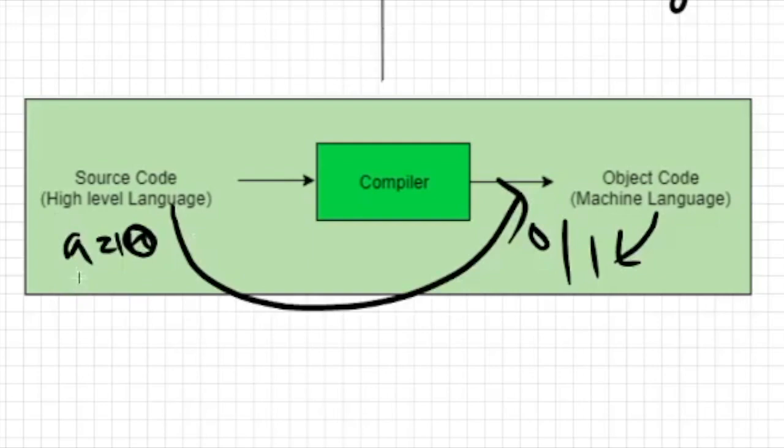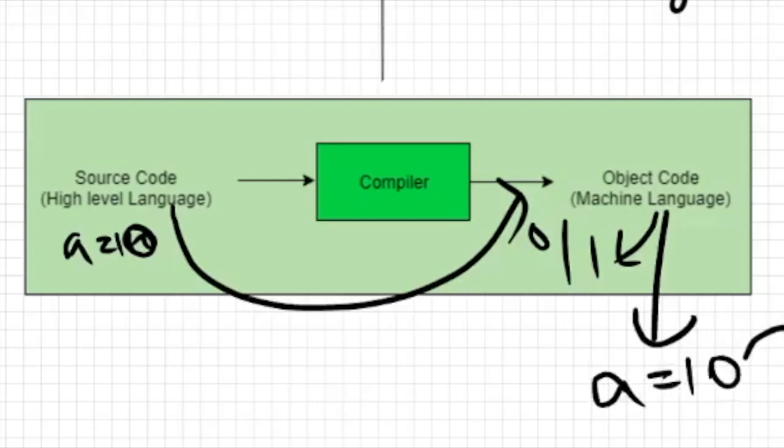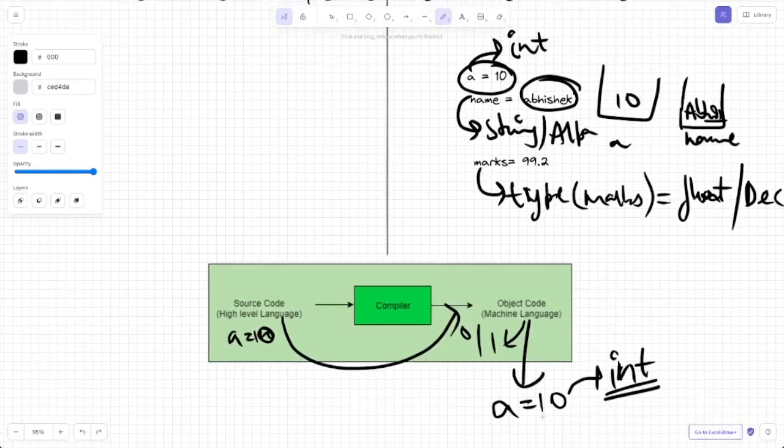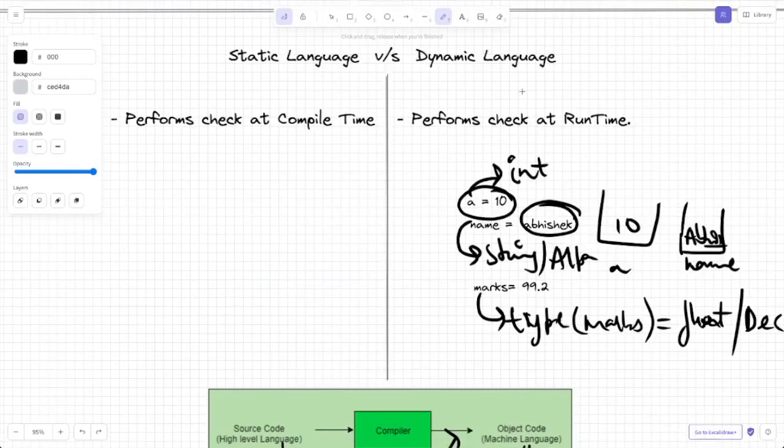a = 10 is directly converted, and then while running the code, the machine checks what the type of a is. The value is 10, which means it is an integer. The machine checks the type during the runtime; it recognizes that a holds an integer. So this was all about dynamic language.